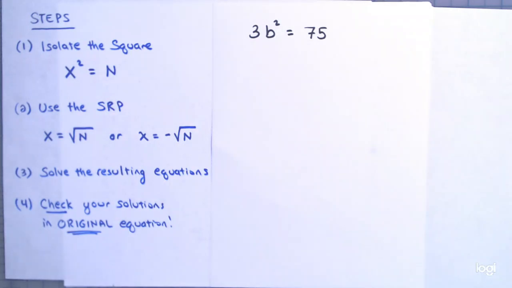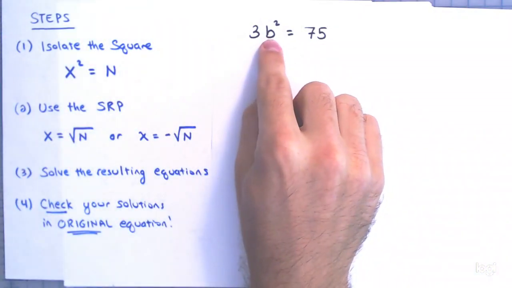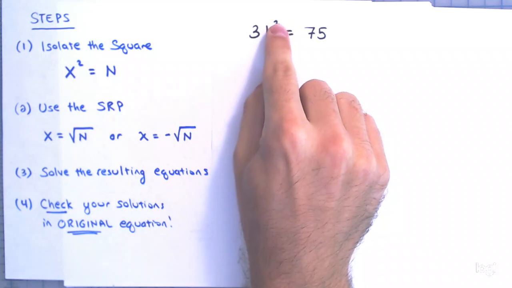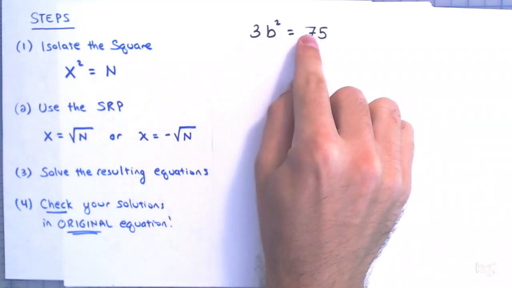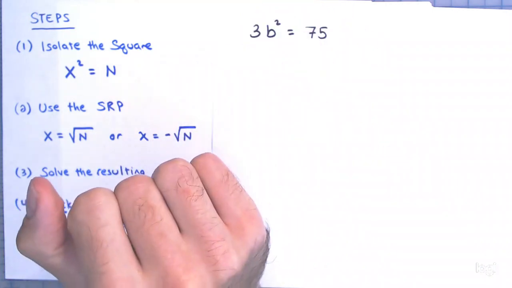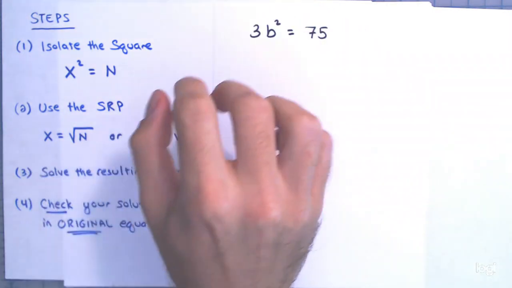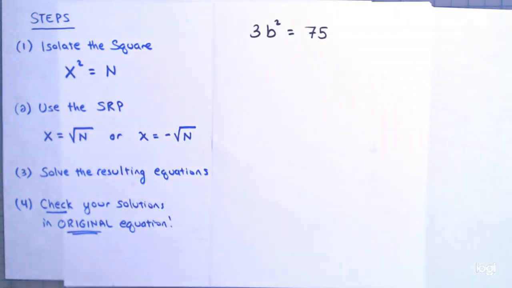So again, notice that this is an equation where I can eventually use the square root property. I have a variable, b, inside a square. It's in the base of the square. And then outside that square, there's no other b's, there's no other variables. So this is another quadratic equation in which I will eventually use the square root property.